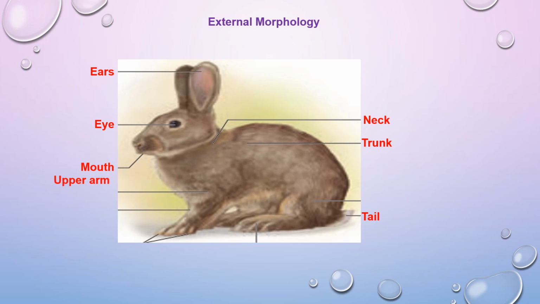The limb parts are: upper arm, forearm, then digits, then foot, then thigh. These are the limbs. Then tail. The tail is short and gives signals. It gives a signal to other rabbits in the event of danger. When some danger comes, the tail signals the other rabbits.